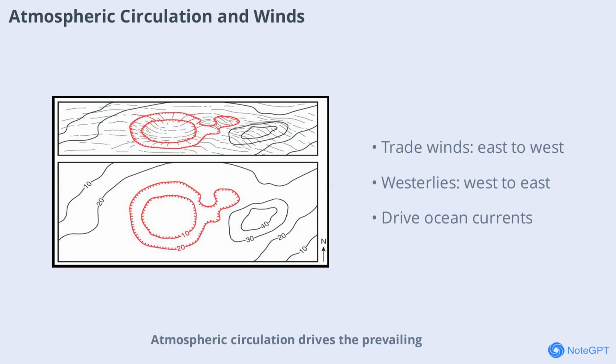Atmospheric circulation drives the prevailing winds that influence ocean currents. At low latitudes, easterly trade winds blow from east to west, while westerlies dominate the middle latitudes. These wind patterns help create the major ocean gyres and drive surface currents. Understanding atmospheric circulation is essential for predicting weather, climate, and the movement of ocean water around the globe.